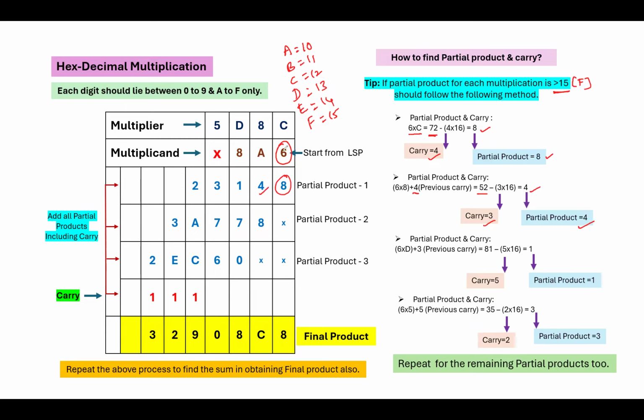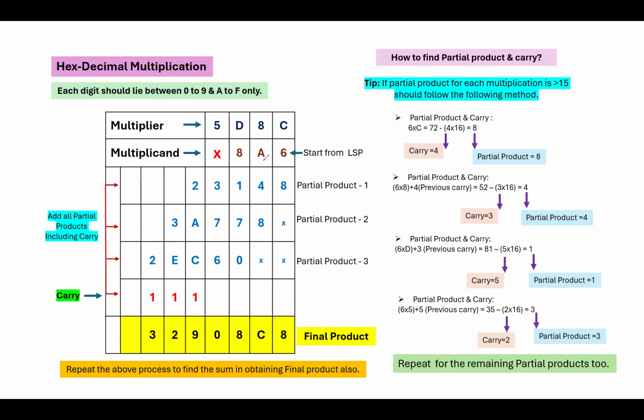Now we should multiply 6 into D. D is 13. 6 into D, plus previous carry 3. It is 81 minus 5 into 16, which is equal to 1. Just keep in mind carry equal to 5. Next 6 into 5, 30, plus previous carry 5, so 35. 35 minus 2 into 16, it is equal to 3. Carry equal to 2, partial product digit is 3. Okay, this is 3. Carry 2, the leftmost carry 2. Directly you should write it. So the total 2, 3, 1, 4, 8, this is the first partial product.